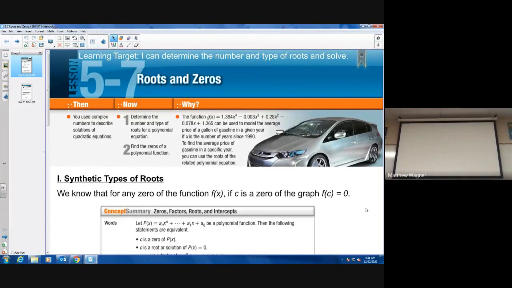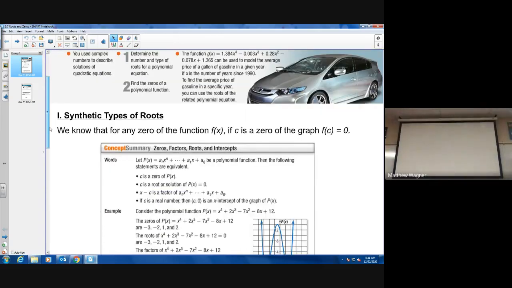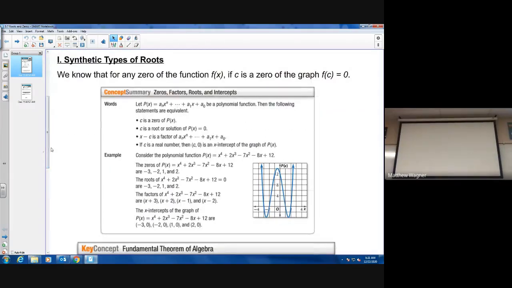All right, today we're looking at roots and zeros. It's going to be a continuation of lesson 5-6. If you can remember, in 5-6 we talked about synthetic substitution and how we can use that to help get our factoring process started. Well, today we're going to take it a little step further and try to find all roots.